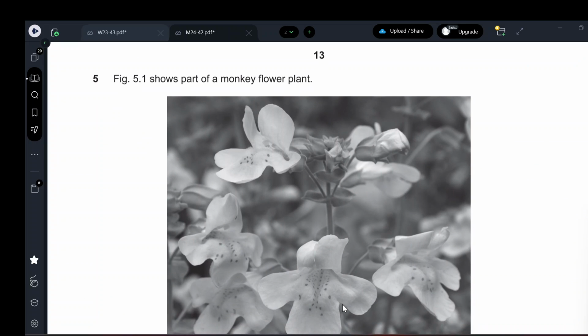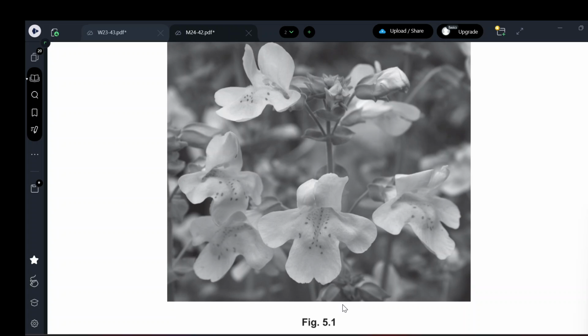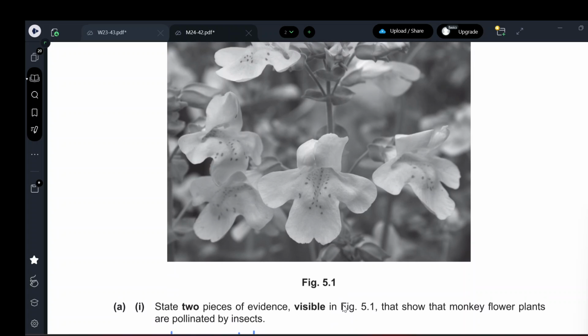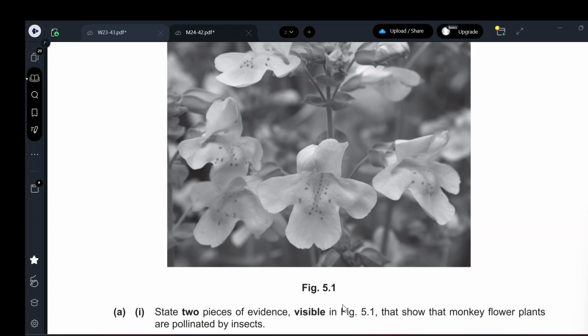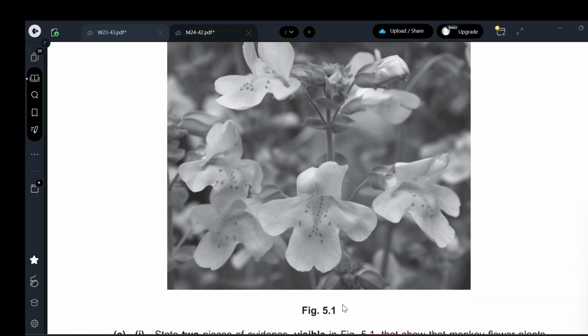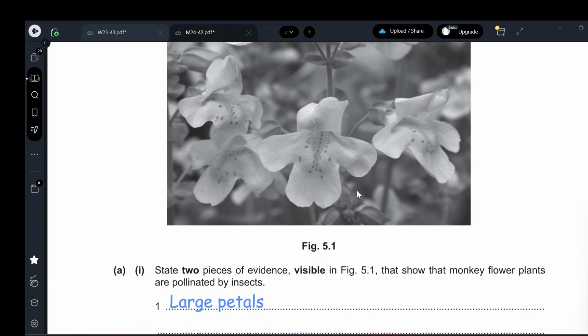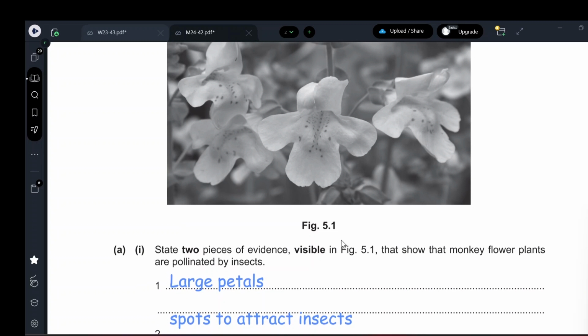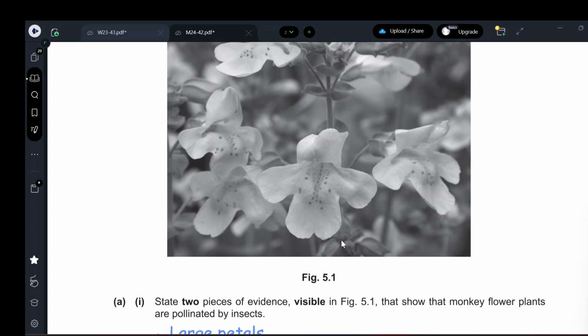Question 5. Monkey flower plant. State two pieces of evidence visible that shows that they are pollinated by insects. There is no answer given. What are the adaptations? I have large petals to attract the insects. Also, I have spots to attract the insects.